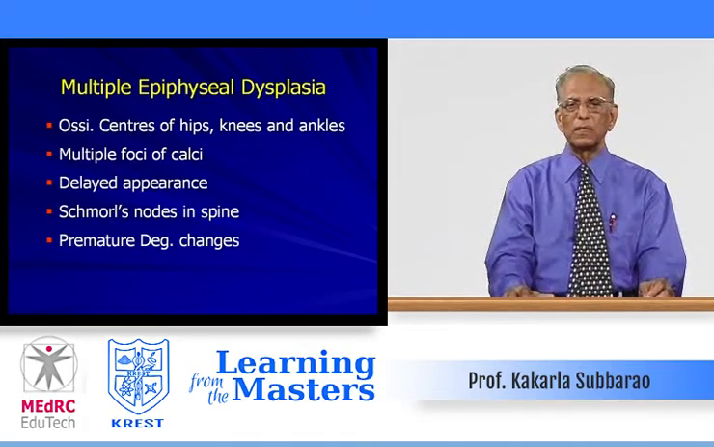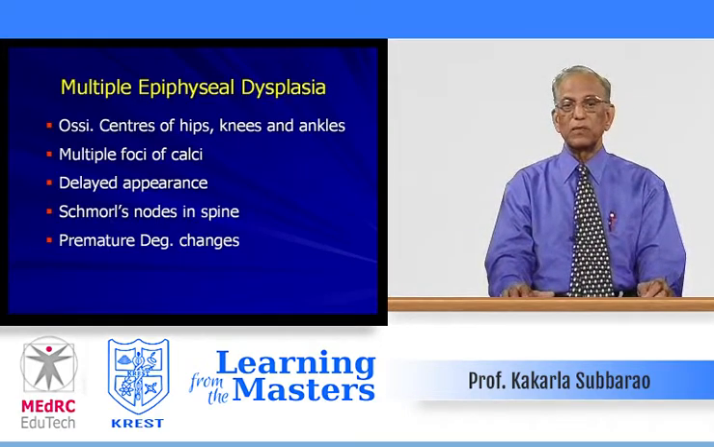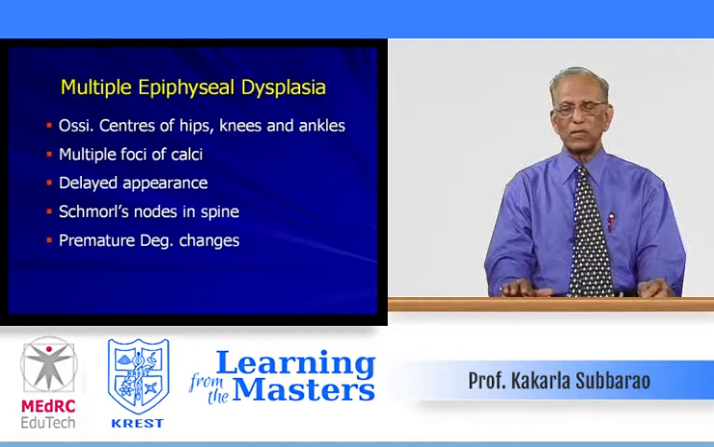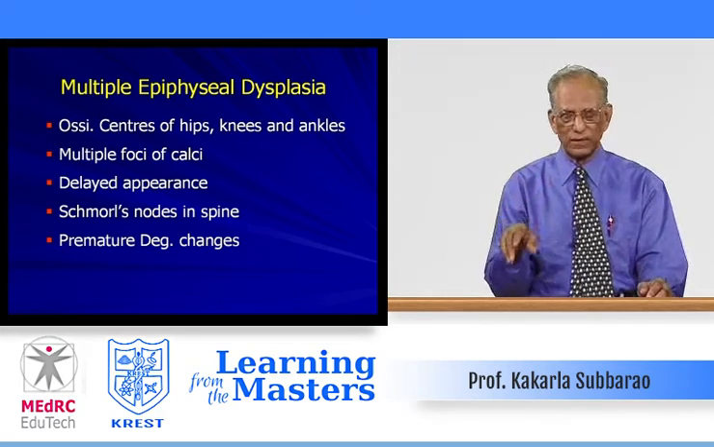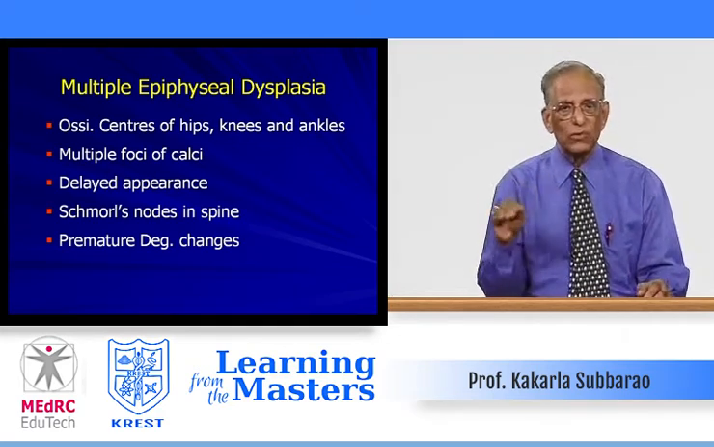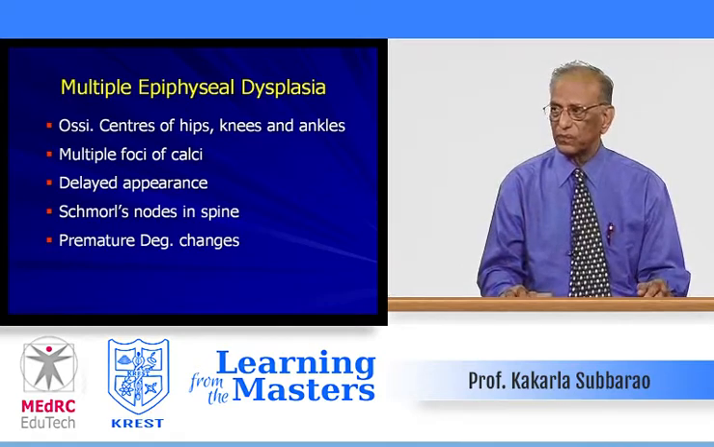Then we come to another entity called multiple epiphyseal dysplasia. Ossification centers of hips, knees and ankles are involved, with multiple foci of calcifications, delayed appearance of epiphyseal centers, small nodes in the spine, premature degenerative changes, and Scheuermann's changes also in the apophyses of the spine. Although there are apophyses, they are also involved in this.